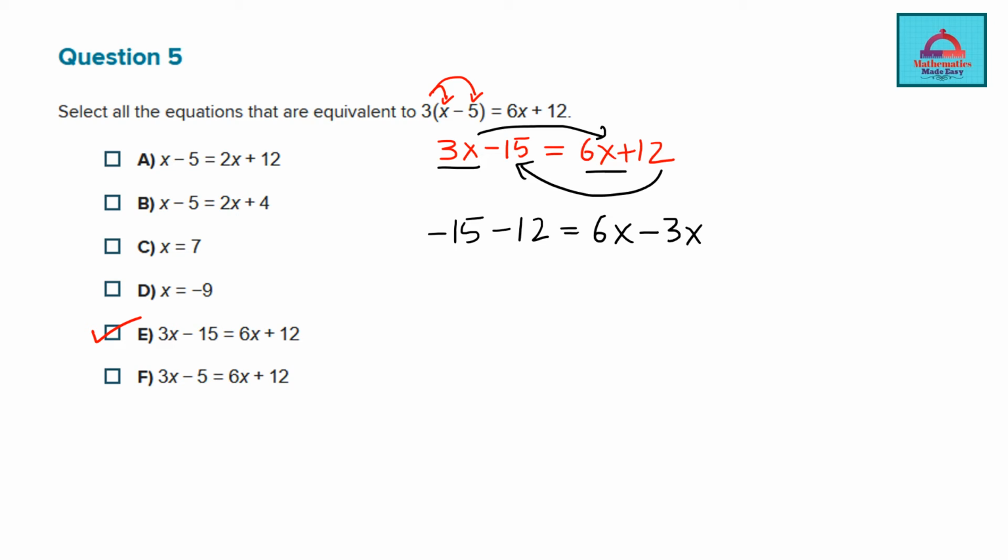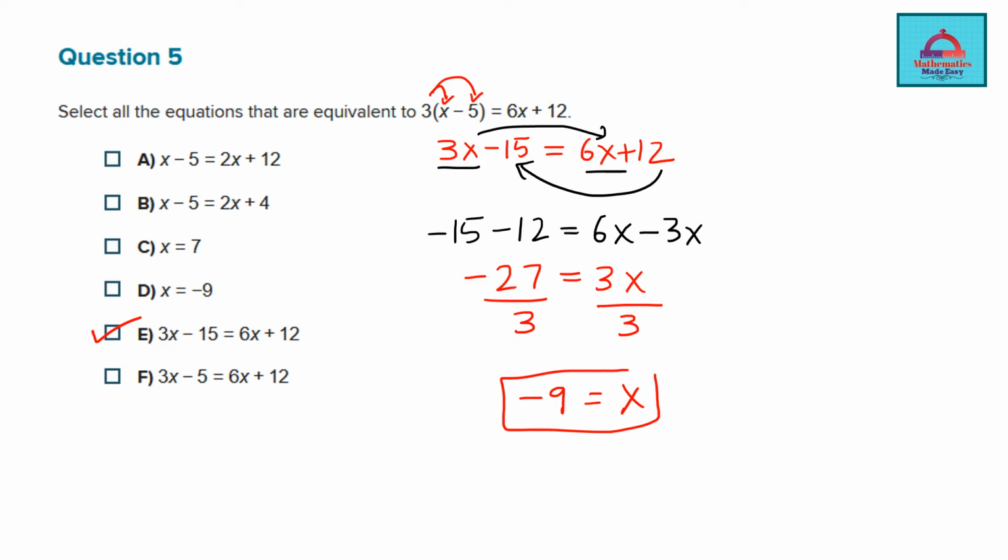And if you see here, this is minus 27 is equal to 3x. If you see the options, there is no option which matches this, so now you divide by 3. So x is equal to minus 9 is the answer. So this is also another option. So the two correct solutions of this question are the following.